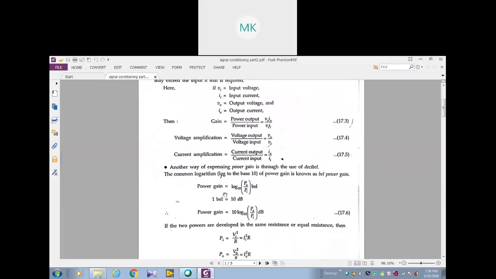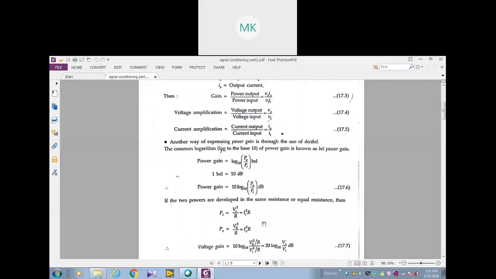Another way of expressing the power gain is through the use of decibels. The common logarithm, that is log to the base 10, of the power gain is known as the bel power gain. To convert into bels, power gain equals log base 10 of output power divided by input power, in bels. 1 bel equals 10 decibels, so multiplying by 10 converts it into decibels.